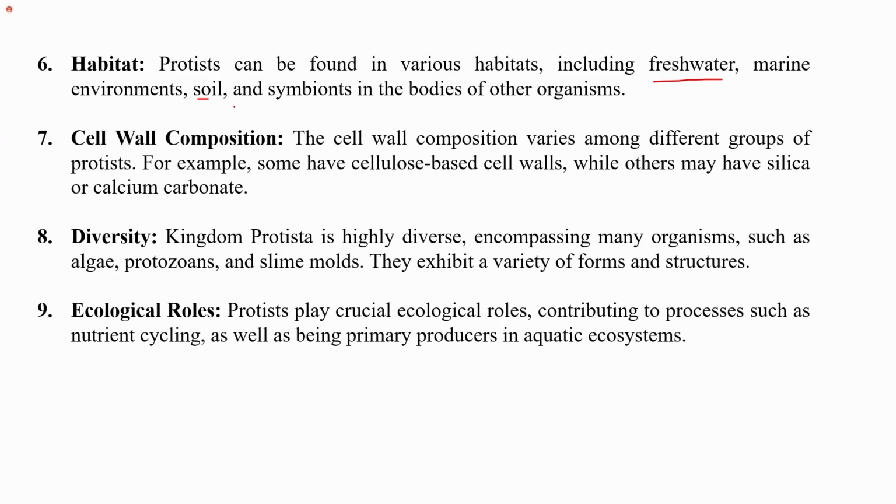The next is the cell wall composition. Cell wall composition varies among different groups of protists. We will learn about this later also. For example, some may have cellulose-based cell walls, while others may have silica-based or calcium carbonate-based cell walls.